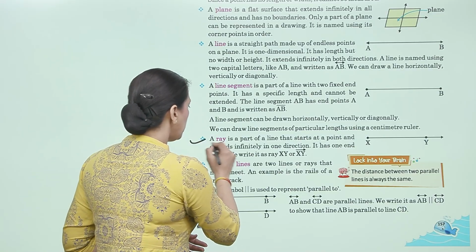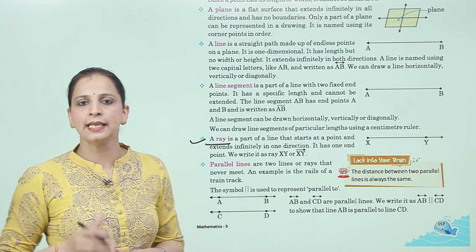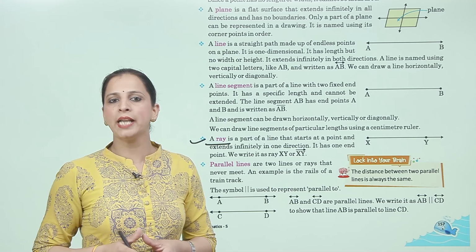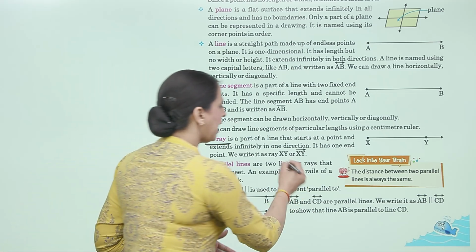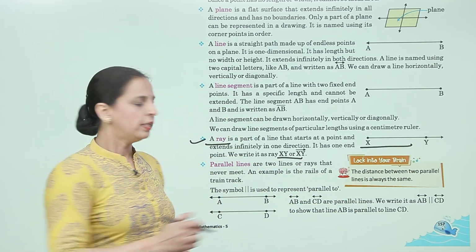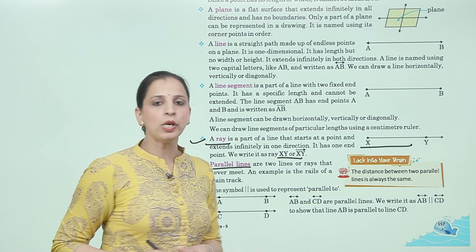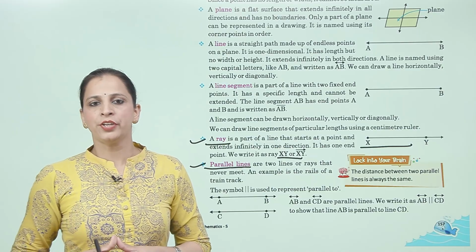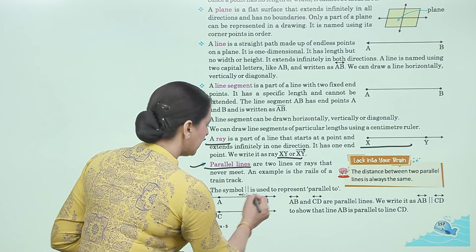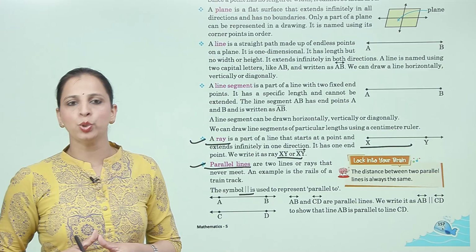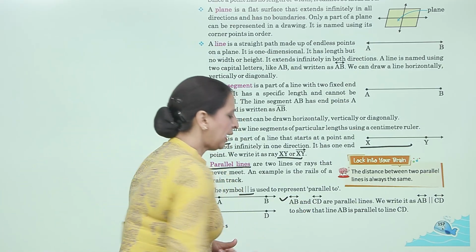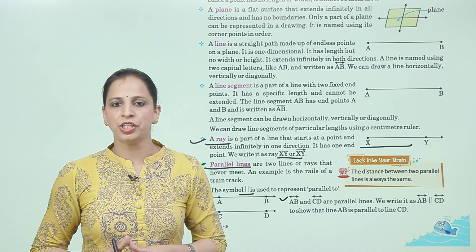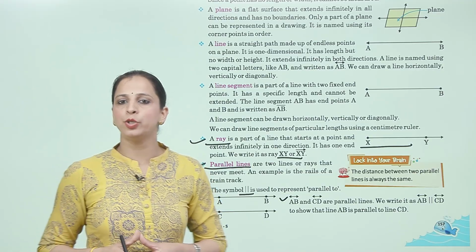Now next is a ray. A ray is a part of a line that starts at a point and extends infinitely in one direction. It has one endpoint. We write it as ray XY. Next, parallel lines are two lines or rays that never meet. An example is the rail of a train track. This symbol is used to represent parallel to. Line AB and CD are parallel lines. We write it as AB parallel to CD to show that line AB is parallel to line CD.